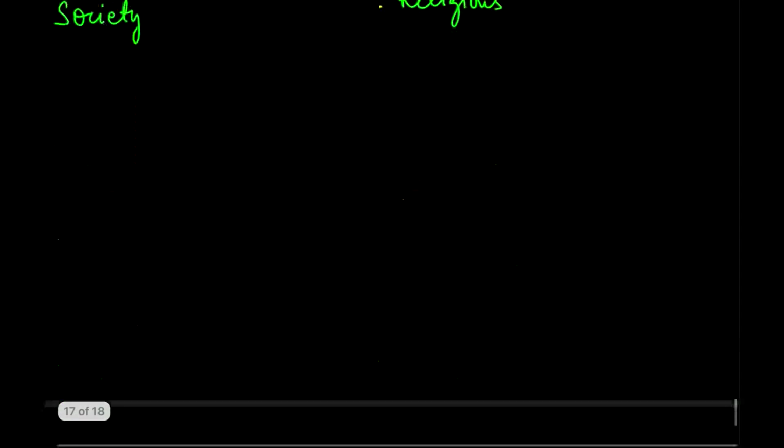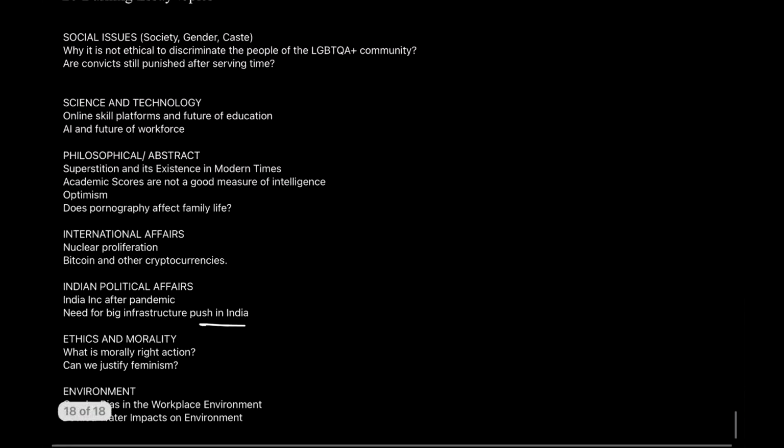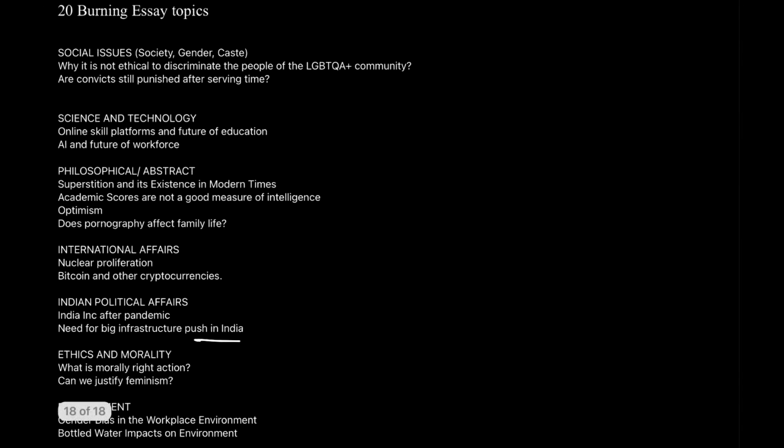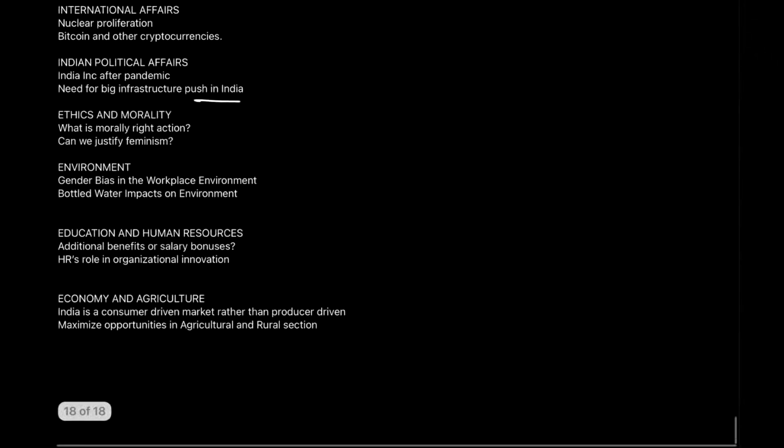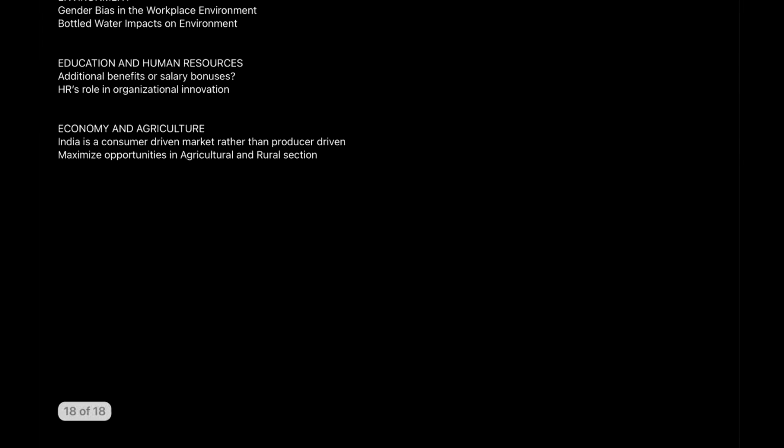Now, just quickly gliding through and showing you some essay topics. Now, I have divided the essay topics into types of issues around us. So, the first division is on the social issues of caste, gender, and society. So, here I found two topics very important. You can read through them. Then you can go through the science and technology domain, philosophical abstract domain. Take a screenshot of it. You will need it later. And then international affairs, Indian political affairs, ethics and morality. Okay, environment based questions, education and human resources based questions, and economy and agriculture based questions.